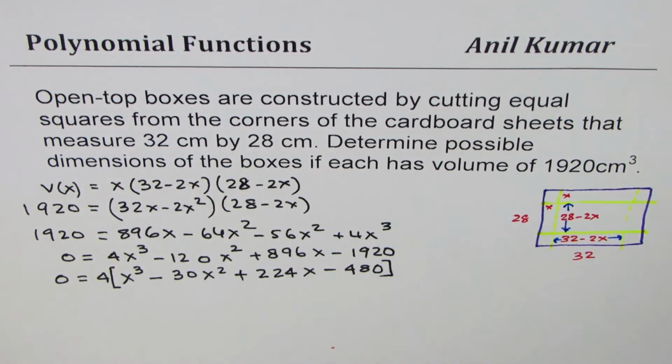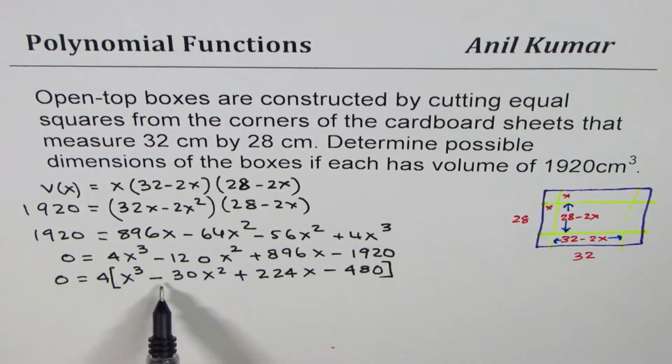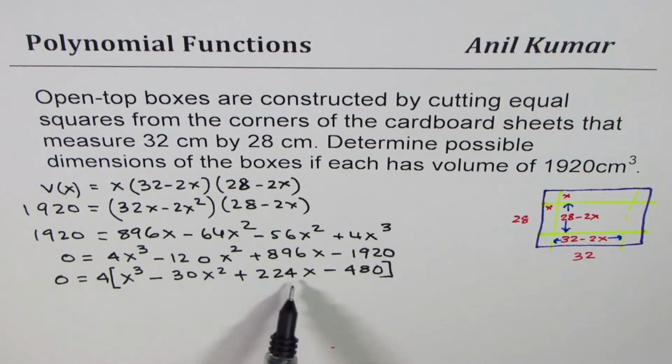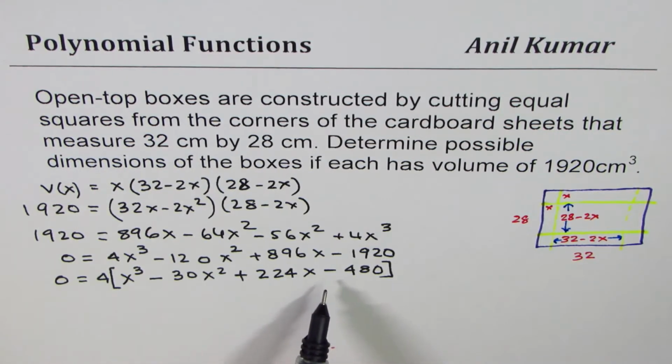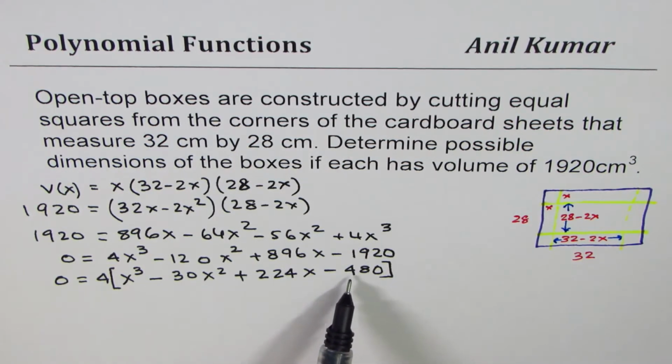So we get this. Now what we need to do is to factor the cubic equation x cubed minus 30x squared plus 224x minus 480. That's what we have to do. So you have to find factors of 480, which are 1, 2, and so on. And once you get your first factor, then you can do long division to find the answer, correct?